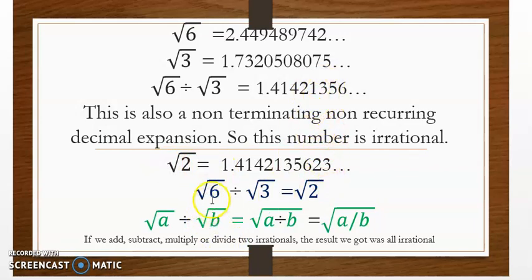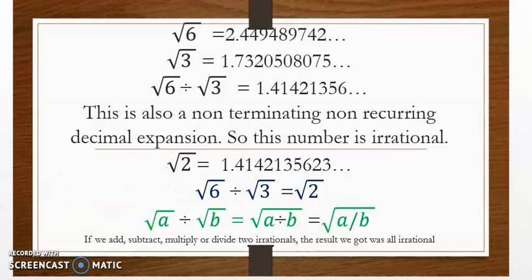So root 6 by root 3 is the same as root of 6 by 3, and 6 by 3 is 2, so root 2. So root of a divided by root of b is equal to root of a divided by b, or root of a by b. So if we add, subtract, multiply, or divide two irrational numbers, in these four cases we get the answer as an irrational number.